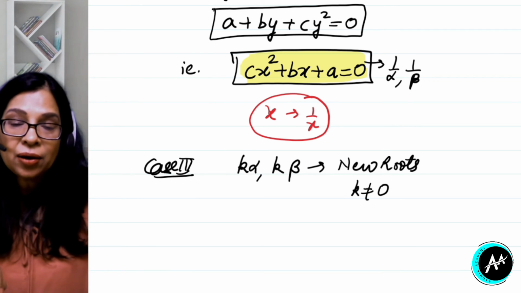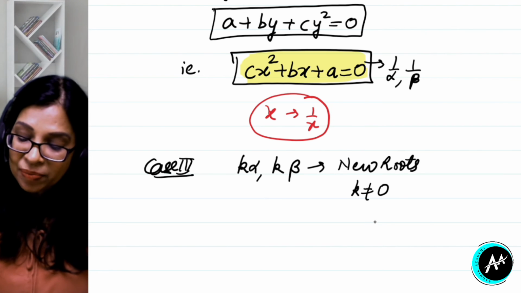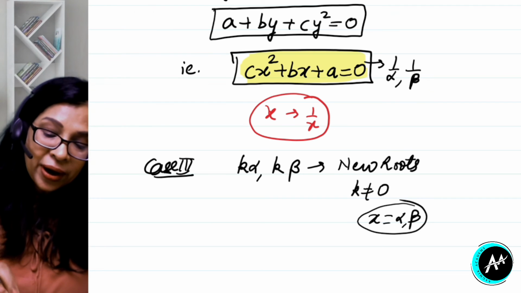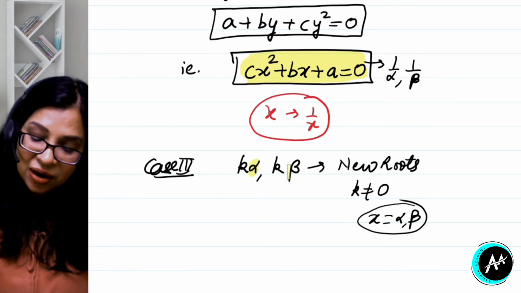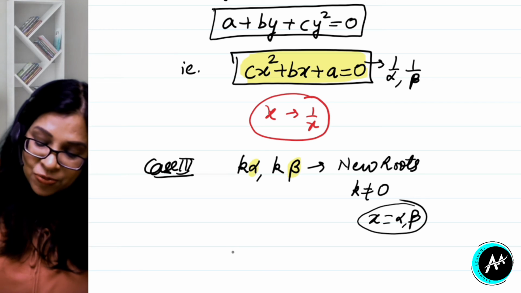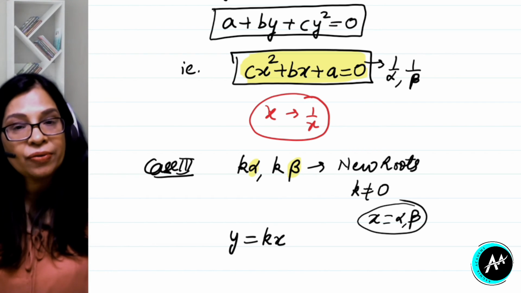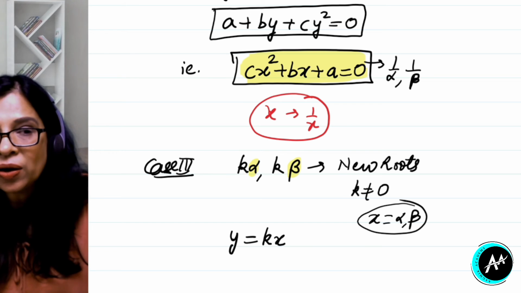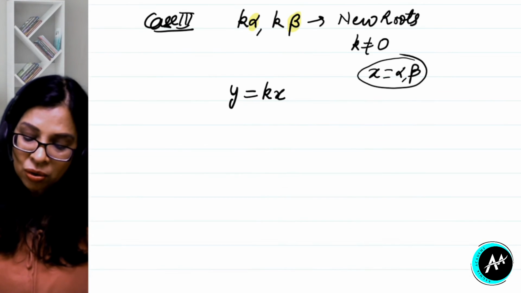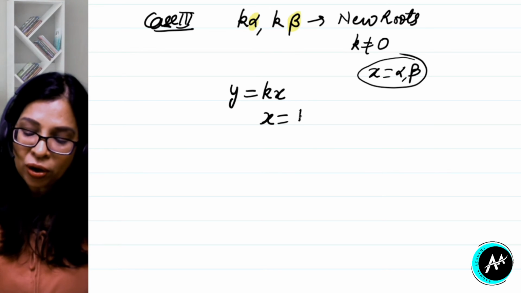Now let us see again. Original equation had roots alpha beta. Now roots alpha beta means x was taking values alpha beta. So now here in place of alpha and beta we can write x. So what will be the substitution? Substitution will be y is equal to k times x. So x was taking values alpha beta, so alpha beta can be replaced by x. Now what is x? x is equal to y upon k.